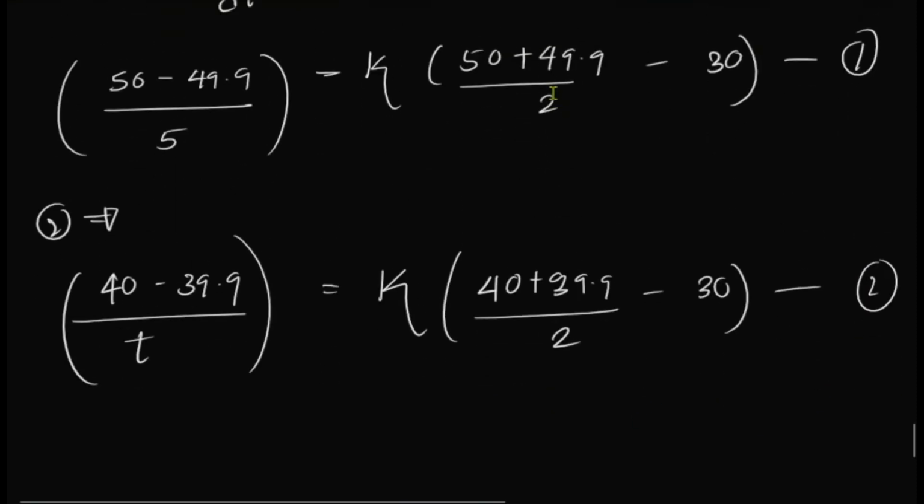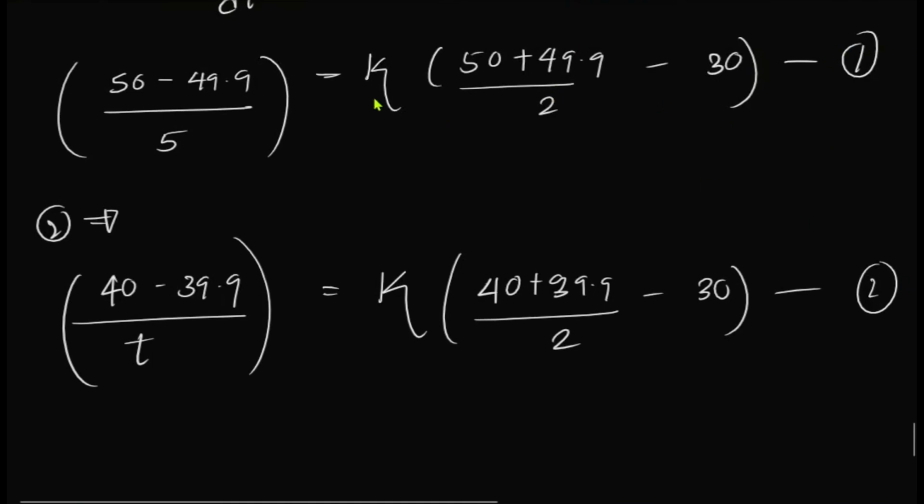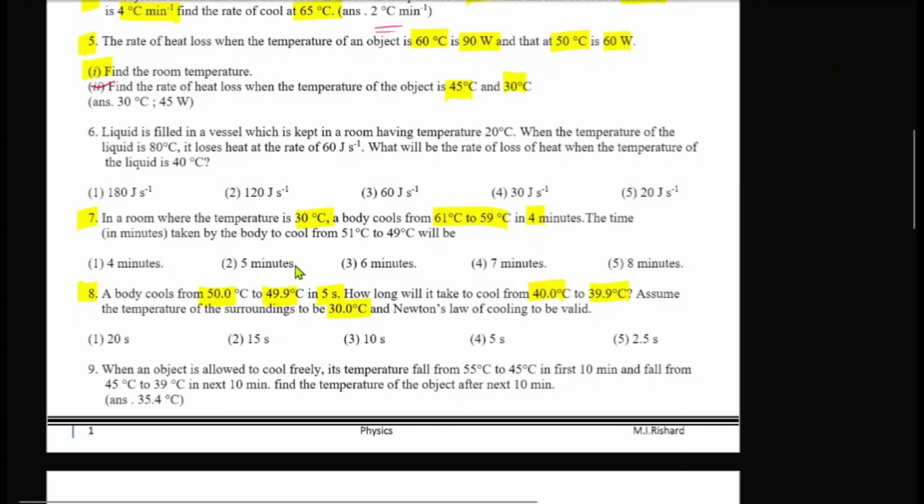If we divide the first equation by the second equation, k cancels and everything simplifies, and you'll get an answer for t. You'll have to properly simplify it. I'm not going to simplify it. All right, so this is how you do such questions, guys.